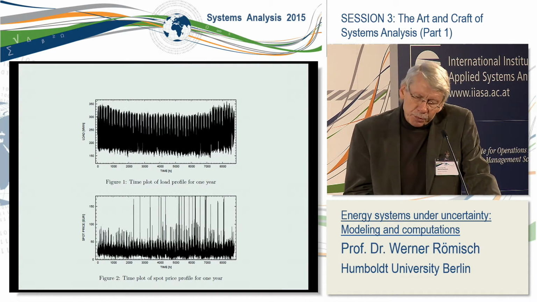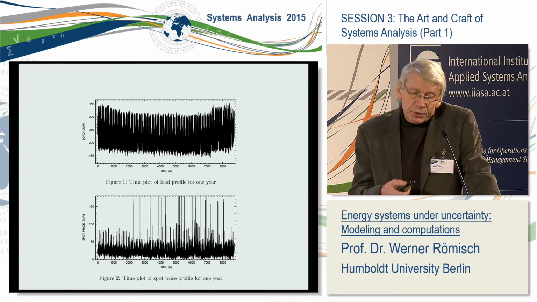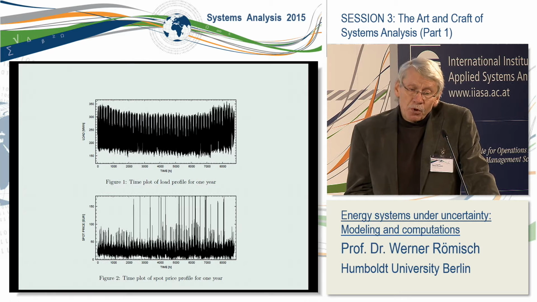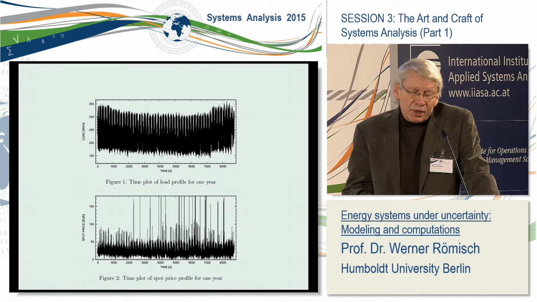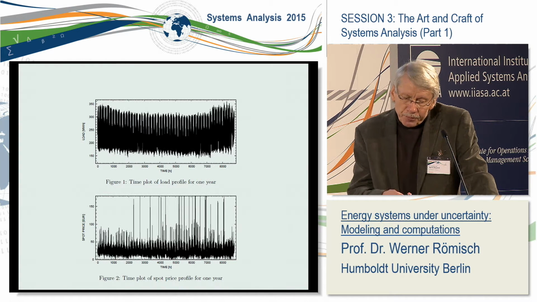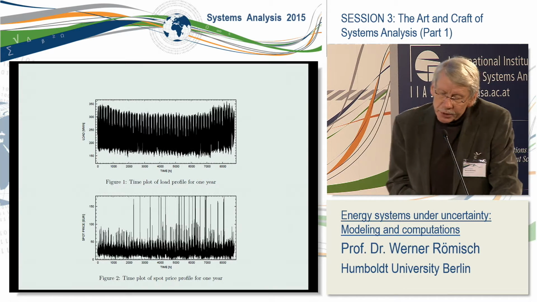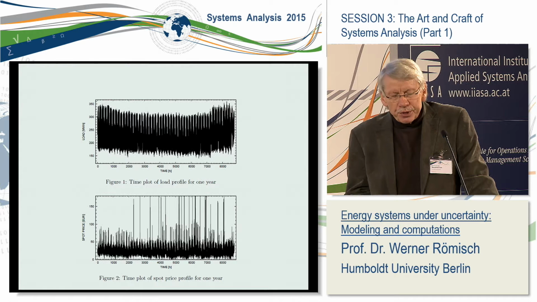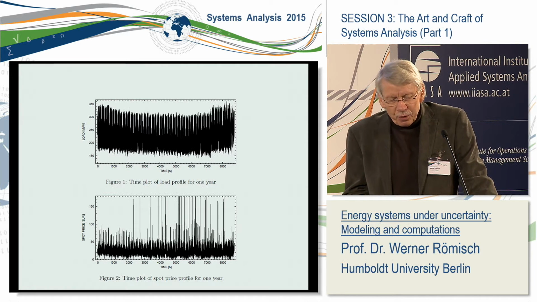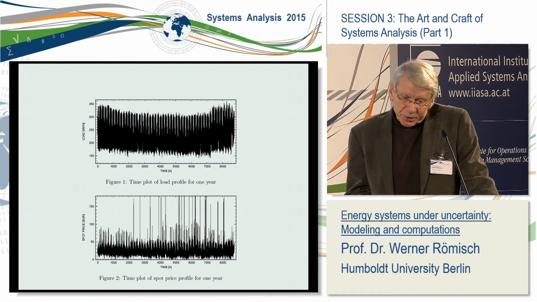To have a look at typical time plots of load profiles, which is the upper picture, for 1 year, we have 52 weeks. You see the demand is higher during wintertime and lower during summertime, as typical for Europe. It's different in the US, but in Europe, this is a typical picture. The lower picture is a typical spot price profile for 1 year with these peaks, price peaks, which are due to power outages, unit outages in Europe in an interconnected system. So there are a number of really high peaks of prices.